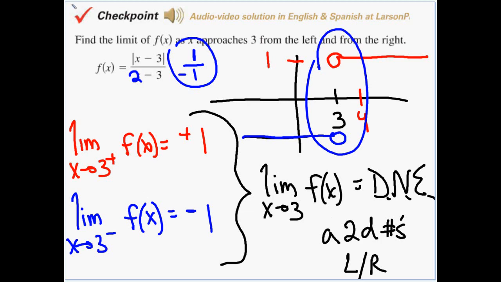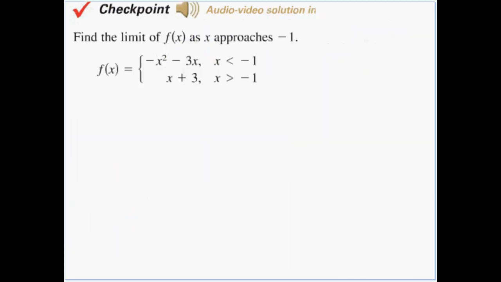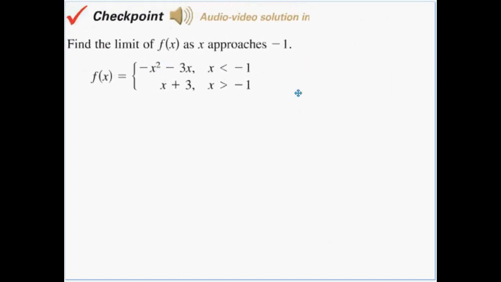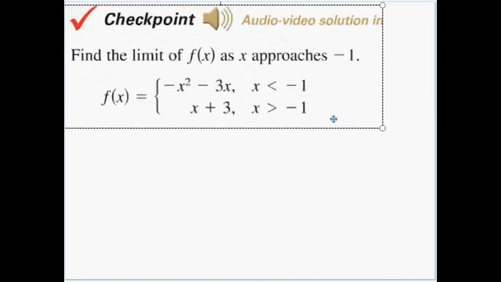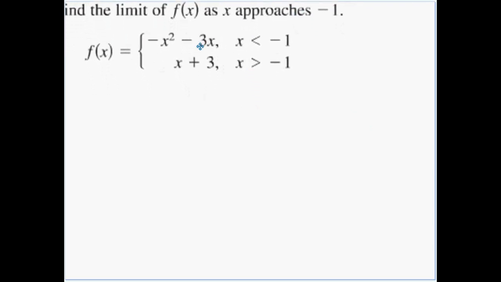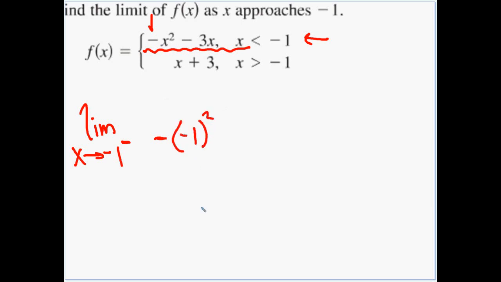All right, now a piecewise. Mind your negatives and your order of operations. So it says here we're approaching negative 1. I'm going to use red ink for the top part. We're going to find our limit as x approaches -1 from the left, from numbers underneath. Now I'm going to plug a -1 into this top piece. Be extra cautious with this negative. We've got the negative in the function, and then our x that we're going to square is a -1, and then we're going to have -3. The x is gone. I'll replace that with a -1.